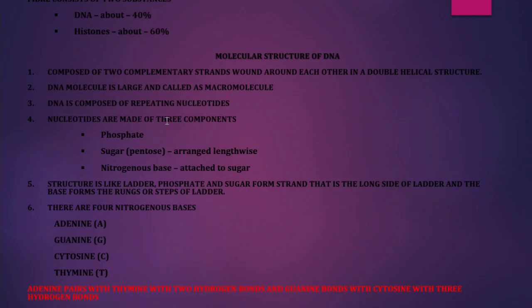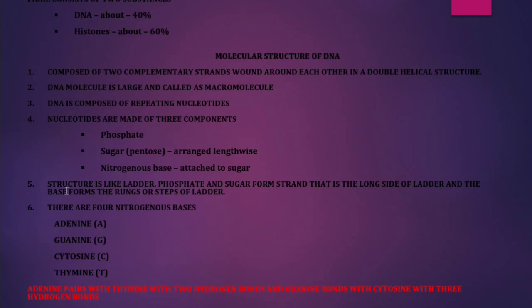This DNA is composed of repeating nucleotides. What are these nucleotides? These nucleotides are made up of three components called phosphate, pentose sugar, and nitrogenous base. This nitrogenous base has a complementary base, and it consists of four bases: adenine A, guanine G, cytosine C, and thymine T. Here, adenine always pairs with thymine with 2 hydrogen bonds and guanine bonds with cytosine with 3 hydrogen bonds.